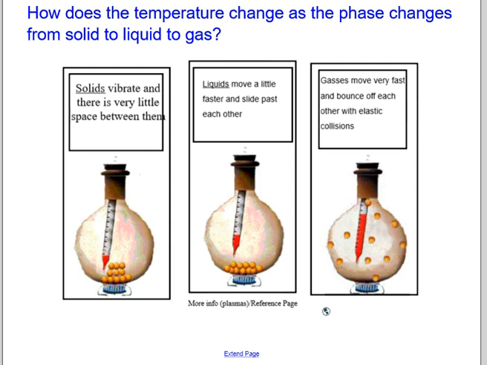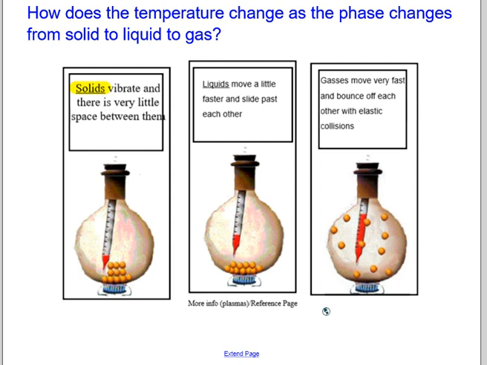Hey, grade 11s, we've been taking a look at solids and liquids and gases and how they differ in terms of how the particles are moving and how far apart they are. We can see by looking at the pictures whether or not the substance contained in the flask is a solid, a liquid, or in the gas state.